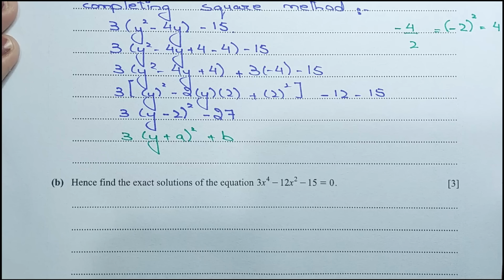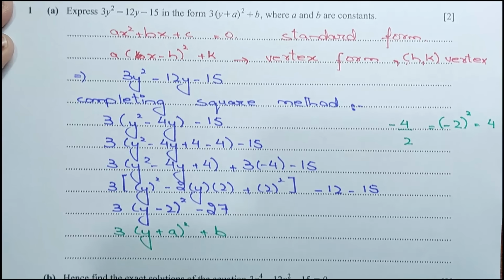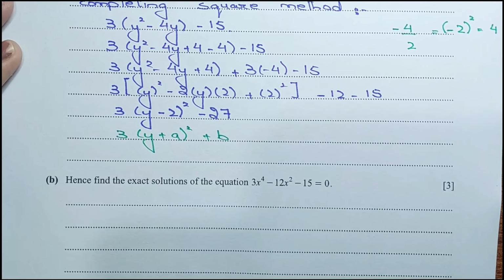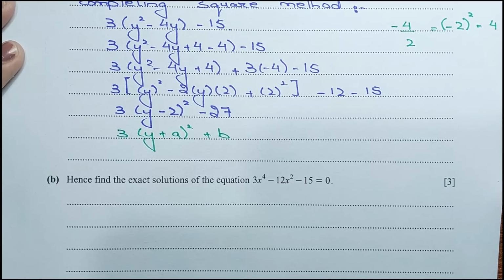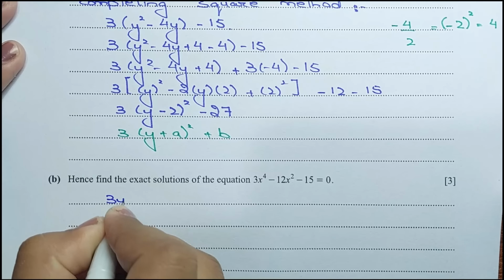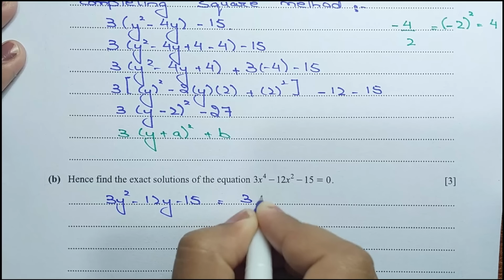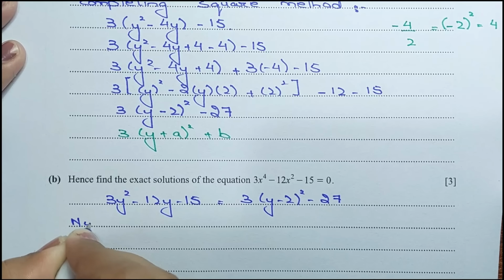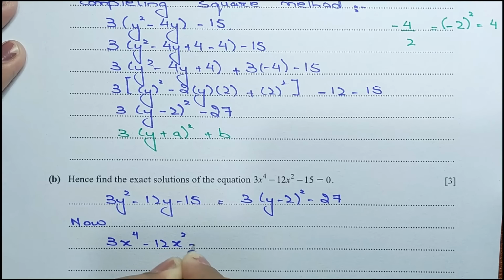Now moving to part B: hence find the exact solution of this equation and put it equal to 0. Okay, so look at the equation in part A. So we have this equation, 3y square minus 12y minus 15. Now we have 3x to the power 4 minus 12x to the power 2 minus 15 equals 0. Before, we had 3y square minus 12y minus 15, and we wrote this as 3 into (y minus 2) whole square minus 27. And now what we have is 3x to the power 4 minus 12x square minus 15.